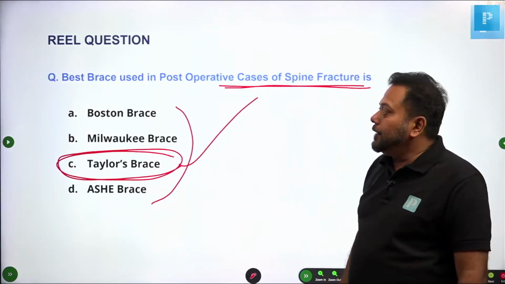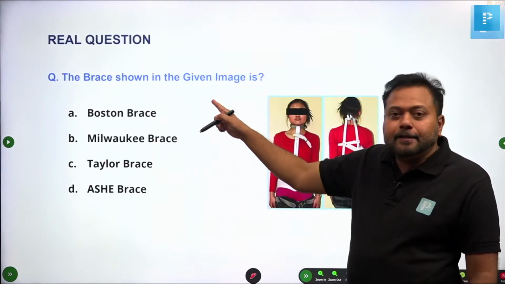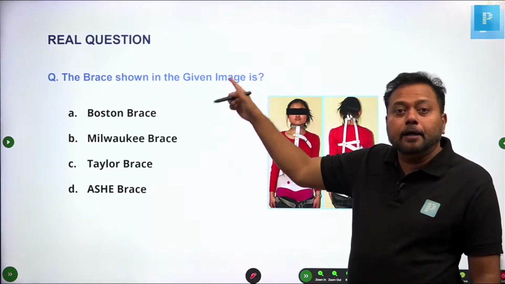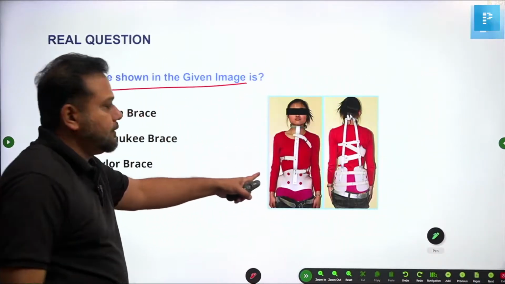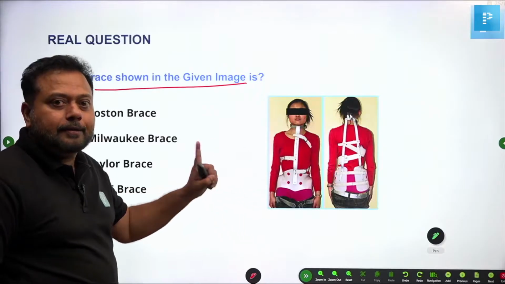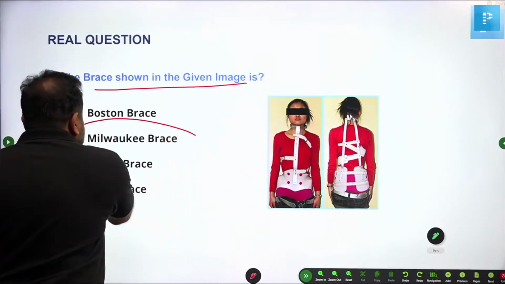Right? You see here. This is the real question they asked in INI-CET. The brace shown in the image is, what is this? They asked the question. This is called Milwaukee brace.